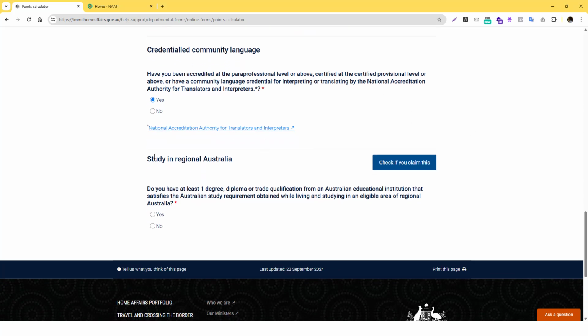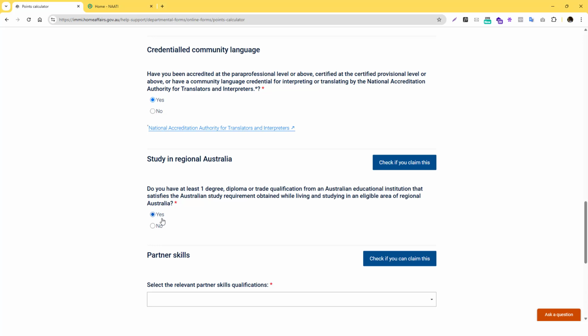And then with this one as well, did you study in regional Australia? Those who are international students already know what this means. If you studied or enrolled in a course that is based in regional areas like Geelong, Wollongong, or Pakenham, then obviously you tick yes. When you tick yes, there will be an extra 5 points. But at the moment, I studied in metropolitan in the CBD, so I'm going to click no there.